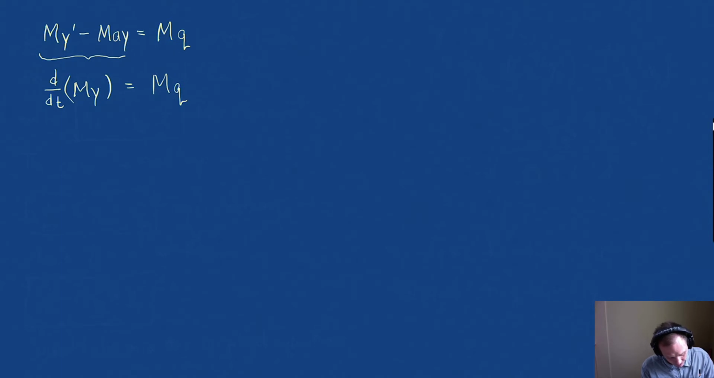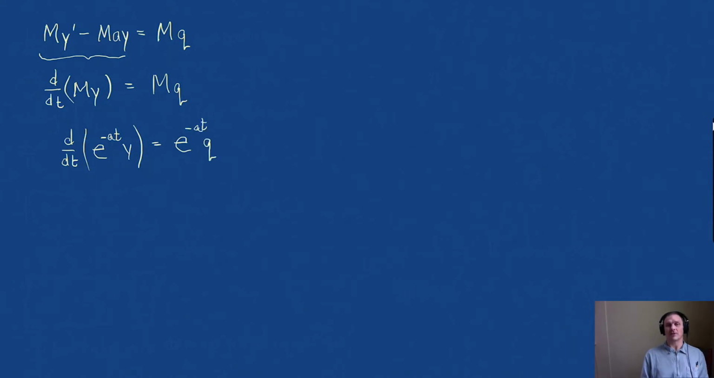Now let's go back and replace m. So on the left side, I have the derivative with respect to t of e to the minus a t times y equals e to the minus a t times q. And remember, q is a function of t. Now we've got all the y's on one side, and we have the integral of a derivative. We know that because we've learned the fundamental theorem of calculus. So here's what we're going to do. We're going to integrate both sides.